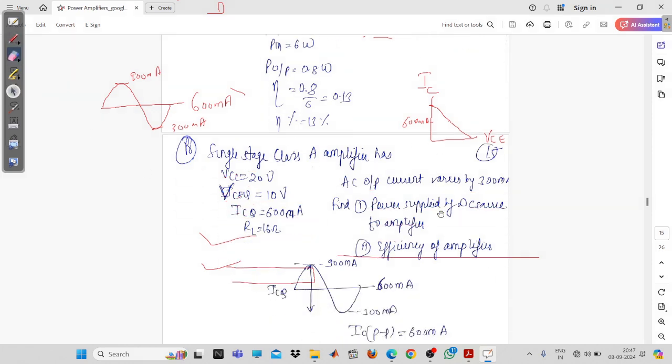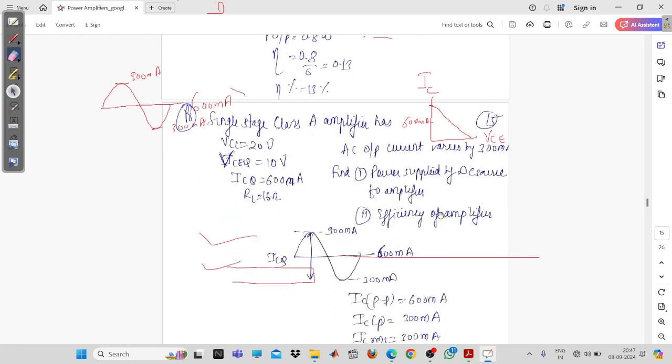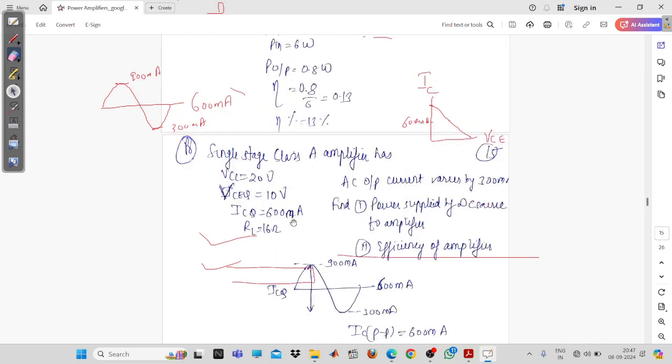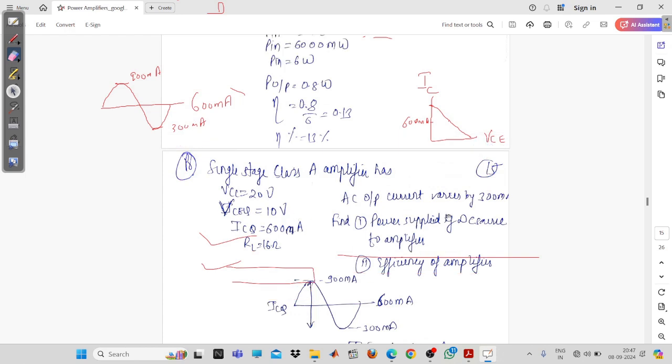the answer is simple, because it is VCC into ICQ. VCC means 20 and the operating point is 600 milliampere. Now you have to calculate the efficiency of the power amplifier. How will you calculate the efficiency? In that case, you have to substitute the output power and the input power. Output power P out will be equal to Vrms into Irms.